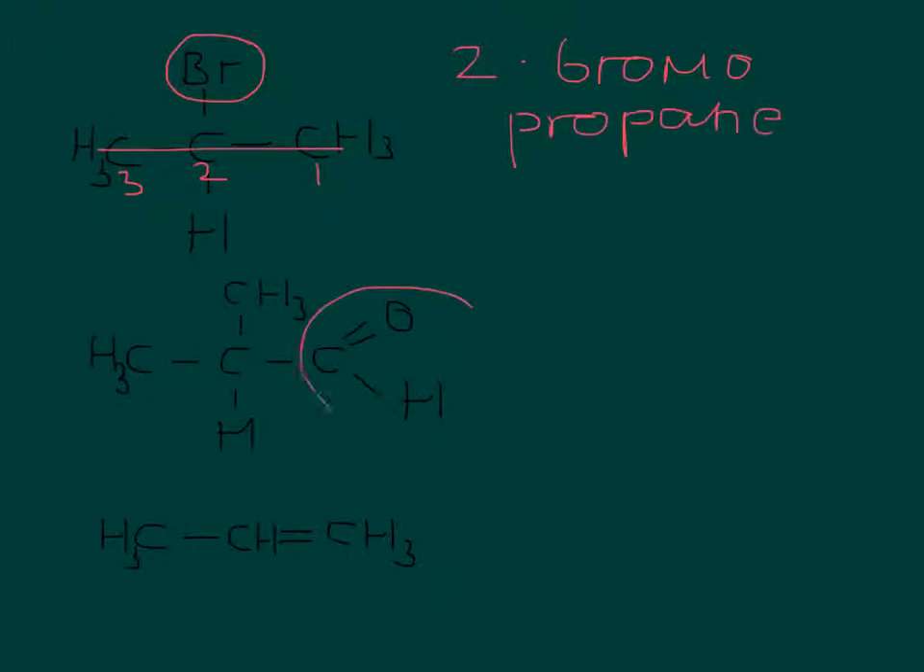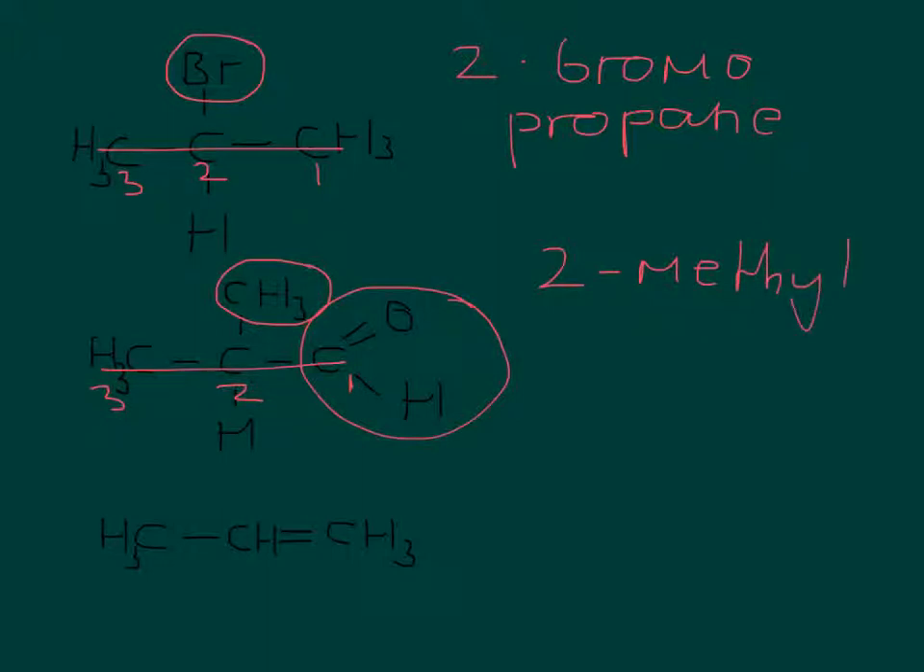Next one, that group is, of course, my aldehyde group. 3 carbons again, so it's propanal, but I've got a methyl group coming off there. The aldehyde must be carbon number 1, that's 2, that's 3, so it becomes 2-methylpropanal.